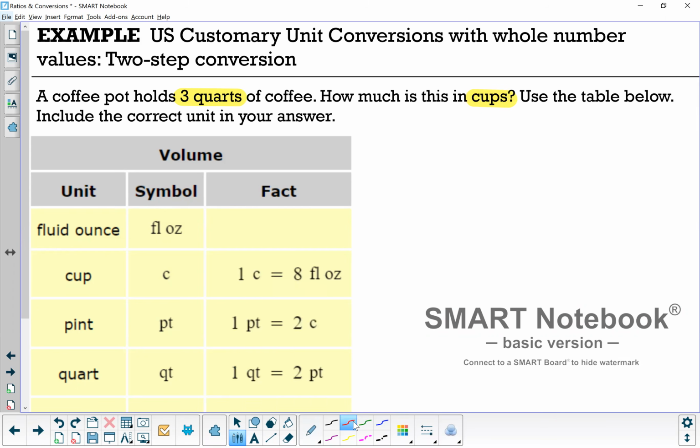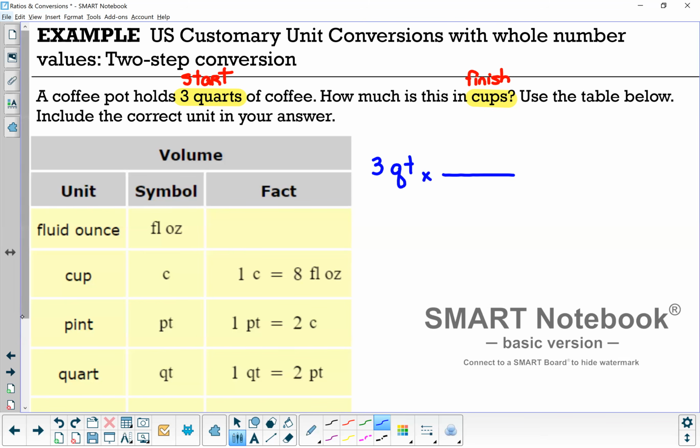So we're going to start our conversion with what we're given, which is 3 quarts. And we're going to make sure we finish our conversion when we have the units of cups. All right, so let's go ahead and write 3 quarts to start. And let's consider what equivalent statement we can multiply by to begin our conversion of quarts to cups.